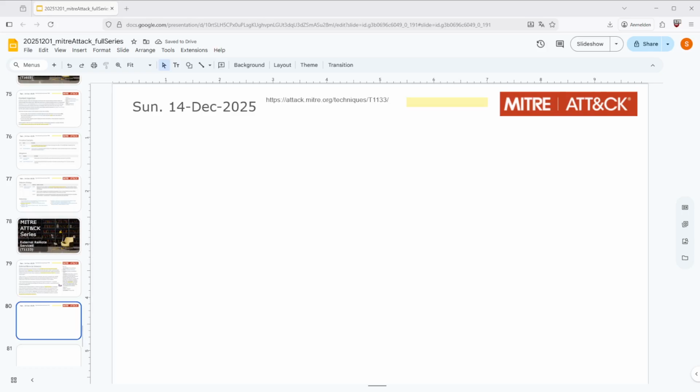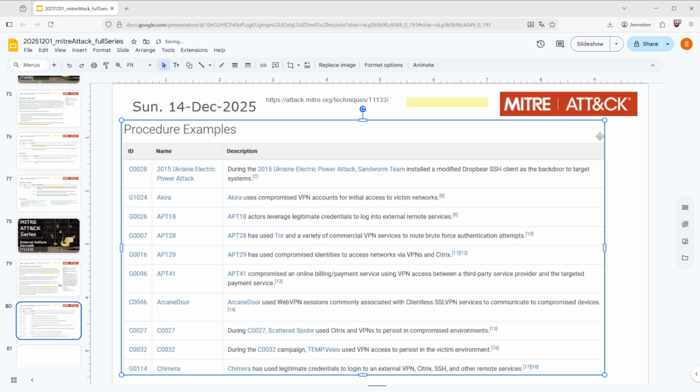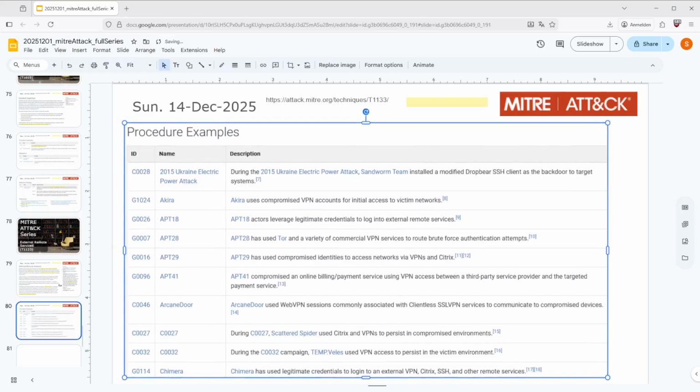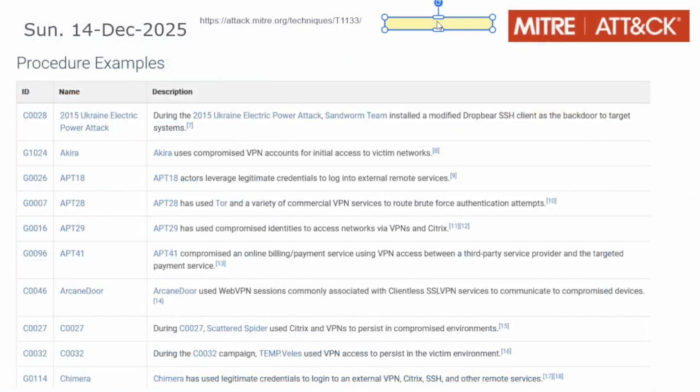So let me copy now the procedures. So there are a ton of procedures again. We're not going to copy all of them, but let's copy, yeah, like this much should be enough. We have some groups, we have some campaigns, so that's quite okay. All right, let's switch back to reading mode again and take a look at this.